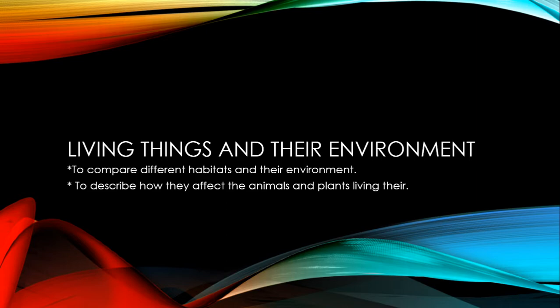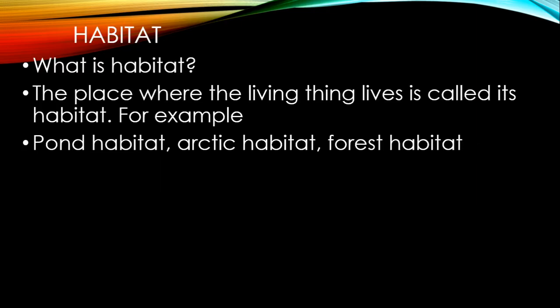Okay, so first, when we think about living things, the question comes to our mind: where do they live? They live in their habitats. So first, what is a habitat? The habitat is the place where living things, maybe plants or animals, live. This place is called a habitat. For example, pond habitat, arctic habitat and forest habitat.